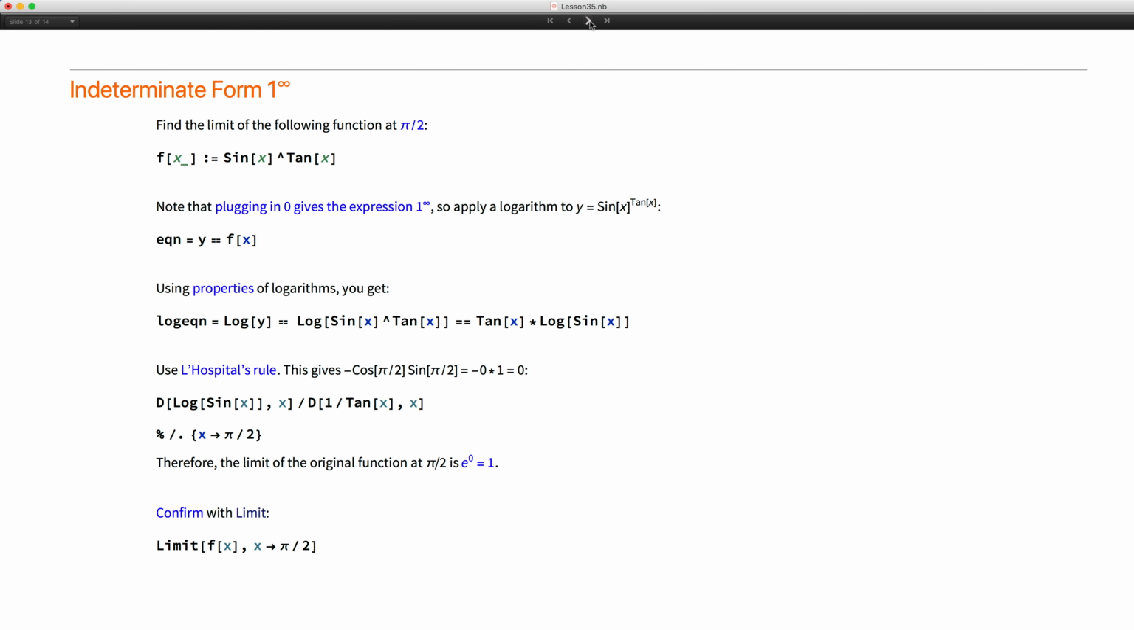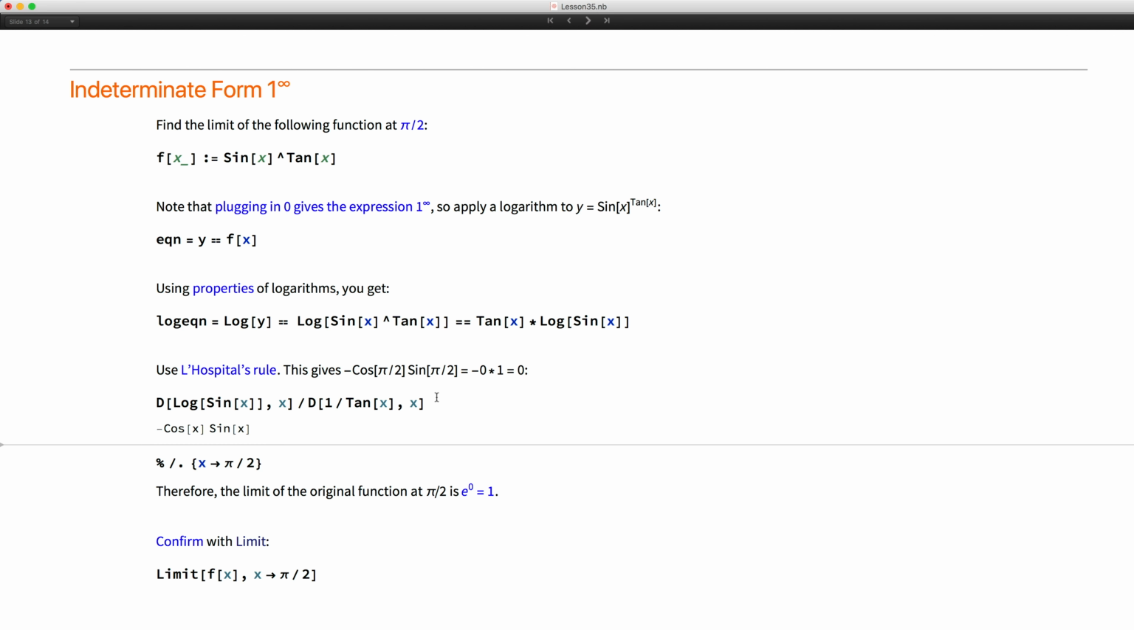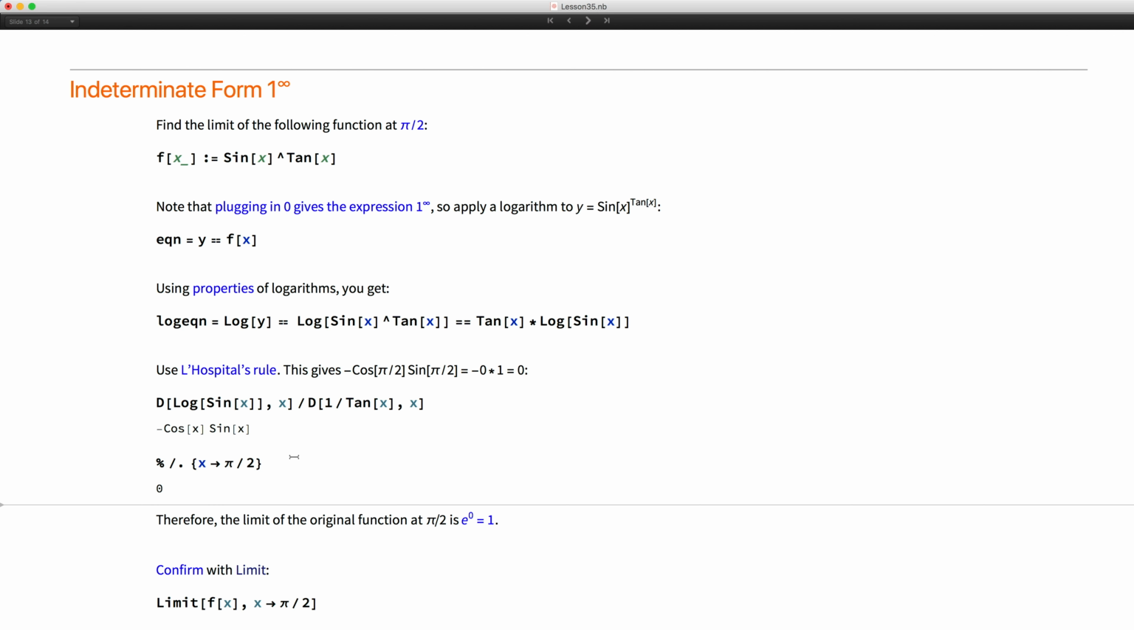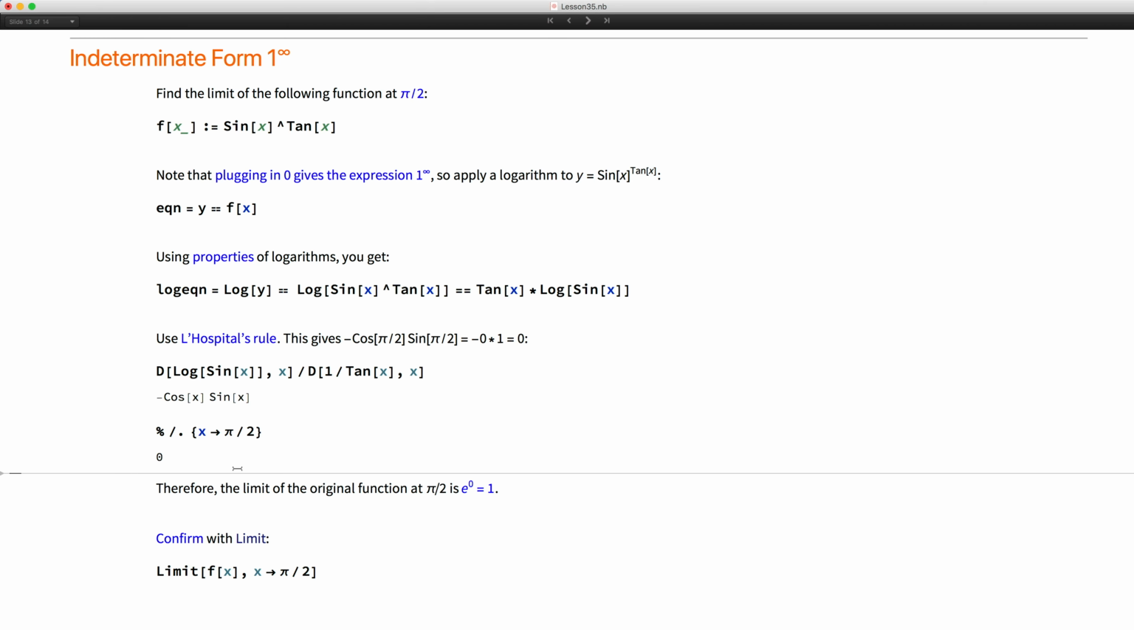And finally, let's take the case where you got 1 raised to infinity. So when x is pi over 2, this function becomes 1. Sine pi over 2 is 1, raised to tangent pi over 2 is infinity. So that's 1 raised to infinity. So again, you need to do some logarithmic work. So you say, let's take logarithms. You get log of sine x raised to tangent of x. Pull down the tangent of x, it's a power. Then apply L'Hopital, like before. And you plug in pi over 2 and things look better, so the answer is 0 for the logarithm, and so the actual limit is 1.